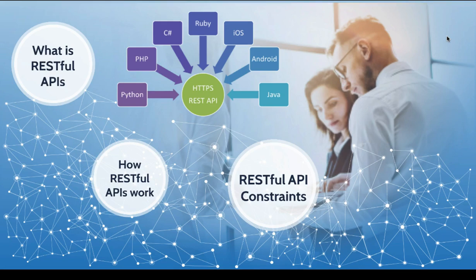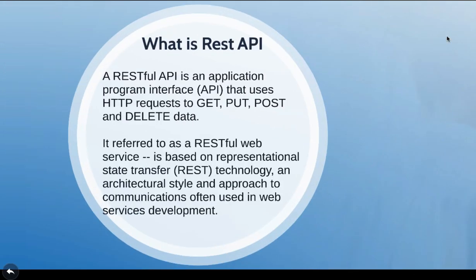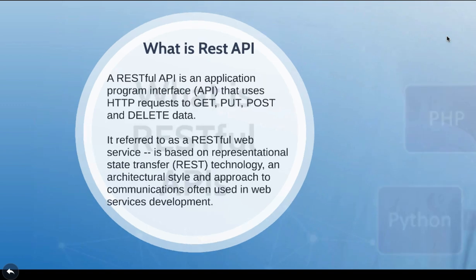What is a RESTful API? A RESTful API is an application programming interface (API) that uses HTTP requests to GET, POST, PUT, and DELETE data. Referred to as a RESTful web service, it is based on Representational State Transfer (REST) technology, an architectural style and approach to communication often used in web service development.